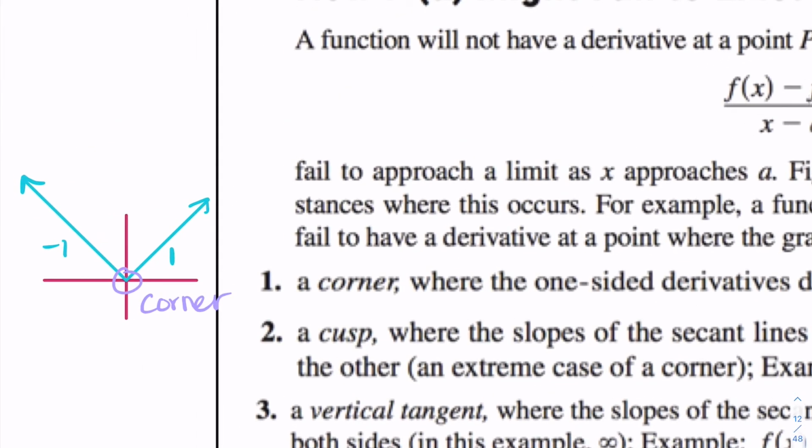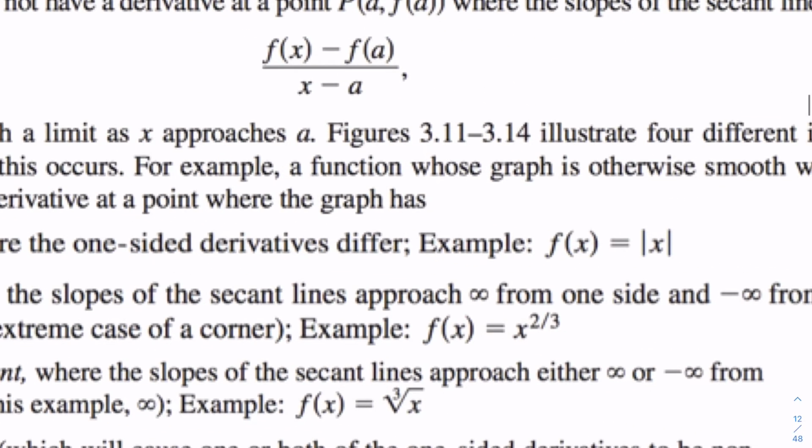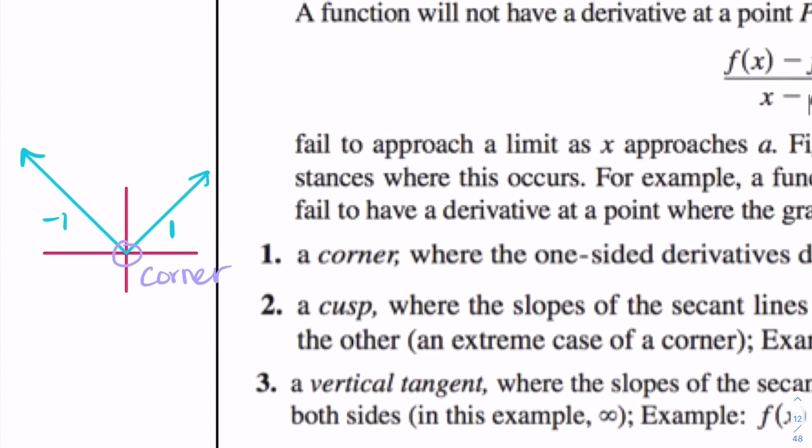Because there's an immediate change in the derivative. It goes from a negative to a positive. So this is where the one-sided derivatives differ. The one-sided derivative here is -1. The one-sided derivative here is 1. A massive change occurs.